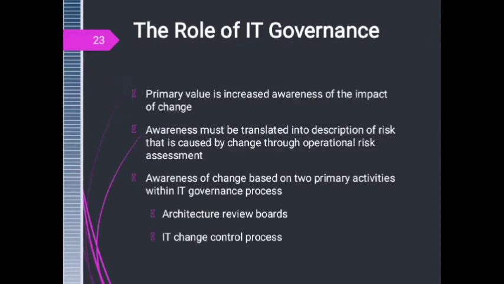The role of IT governance. Primary value is increased awareness of the impact of change. Awareness must be translated into a description of risk that is caused by change through operational risk assessment. Awareness of change is based on two primary activities within the IT governance process: the architecture review boards and IT change control.